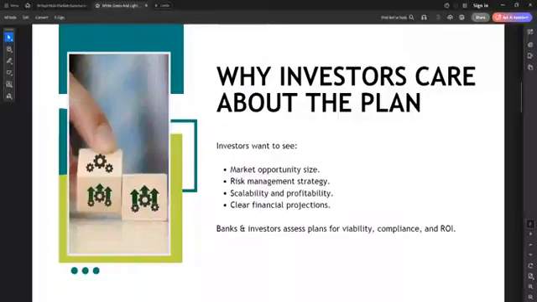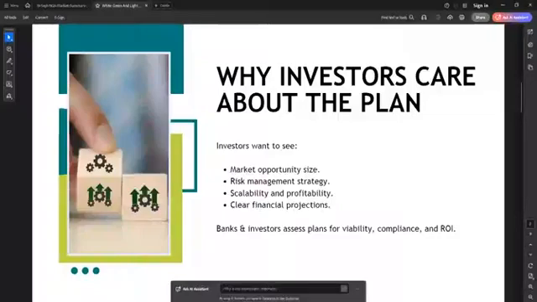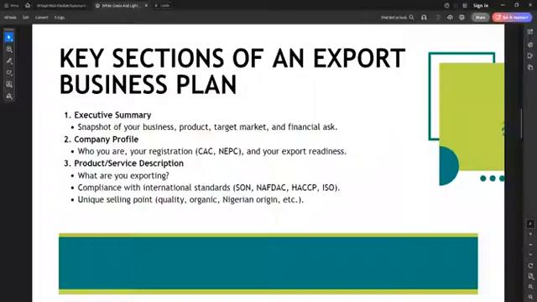Banks and investors assess these plans for viability, compliance, and return on investment. So what are the key sections of an export business plan? Just like in the case of a general business plan, it's really similar, but there are just little differences around it, and we are going to be looking at those differences now. So number one, we have the executive summary.